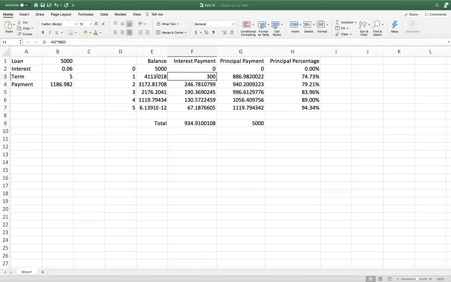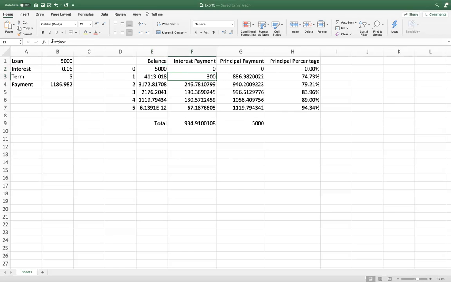Okay, so we start with 5,000 because 5,000 is the amount I borrowed. So that would be my balance at time 0. According to what we just studied, the first thing you do is calculate the interest, right? Interest equals the previous balance times the interest rate. So the previous balance here is 5,000. The position would be E2, and the interest rate is B2.